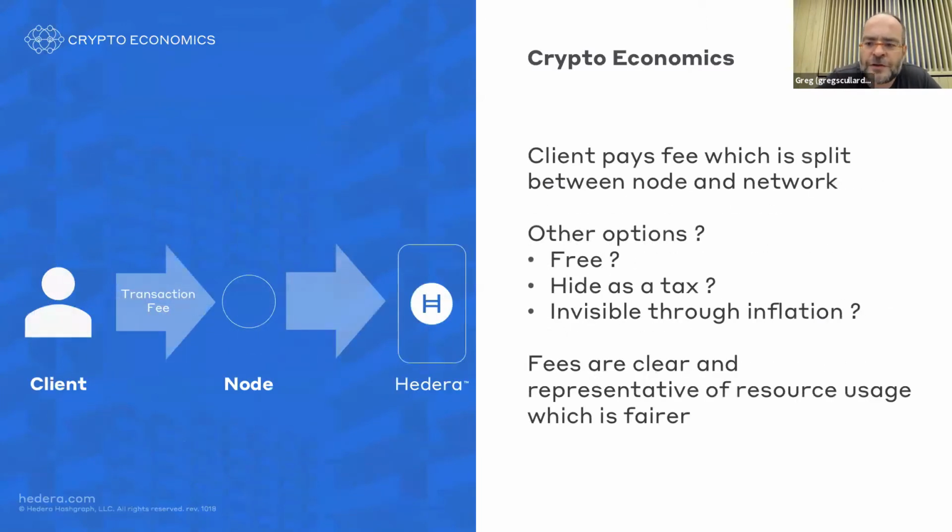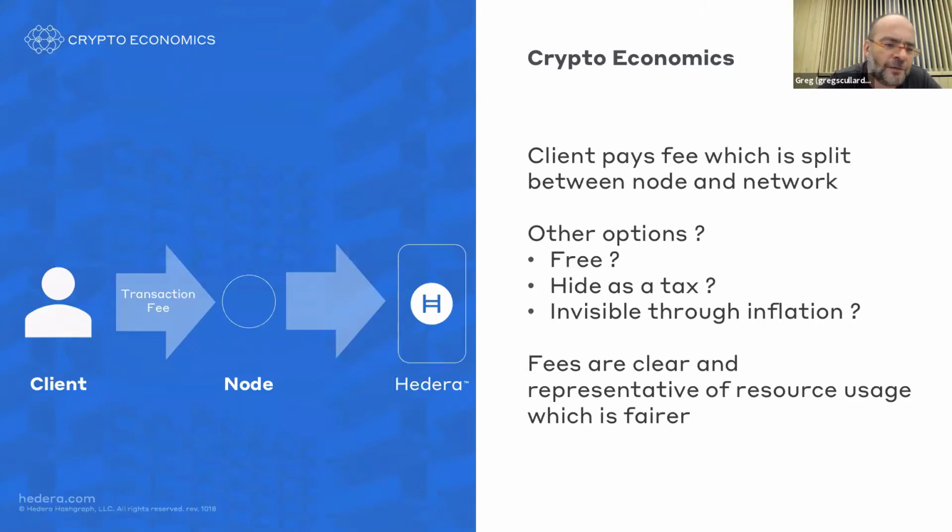So when you do a transaction, you pay a transaction fee and you send it to a node randomly. They send it to everybody else, and you would imagine maybe the node takes some of that transaction fee and the network takes the rest. And that's roughly what happens.